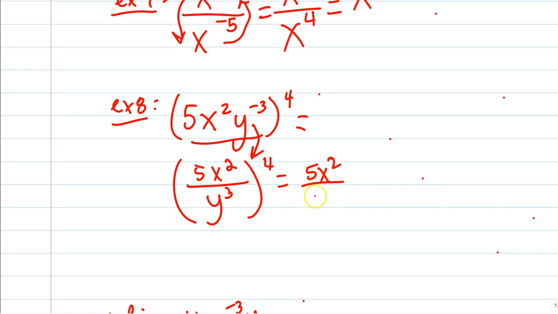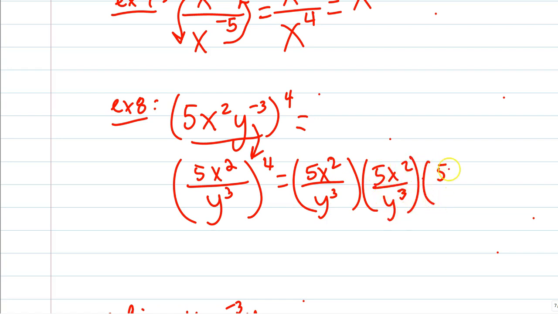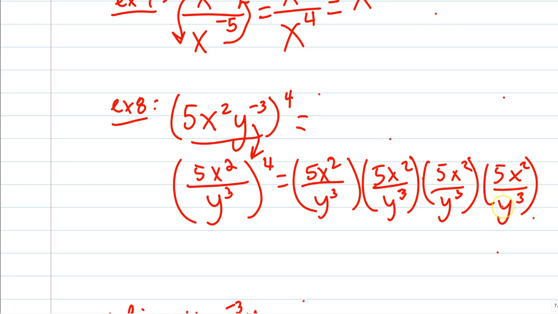5x squared, y to the 3rd, 5x squared, y to the third, 5x squared, y to the third, 5x squared, y to the third. Why am I doing this? Because 5 times 5 times 5 times 5 is not 20. 5 times 5 is 25, times 5 is 125, times 5 is 625.